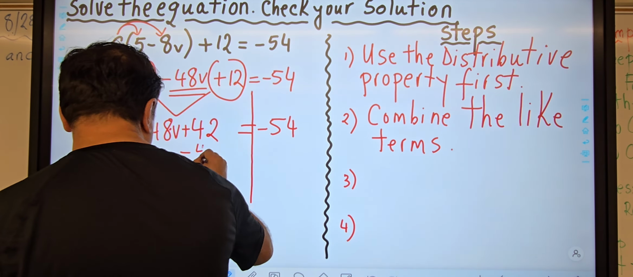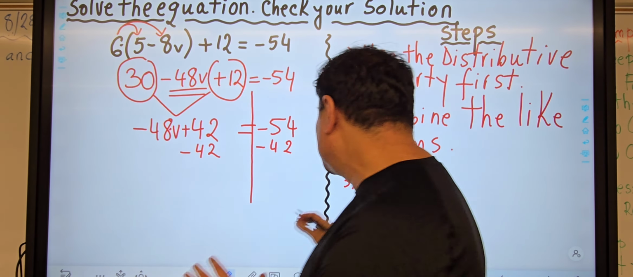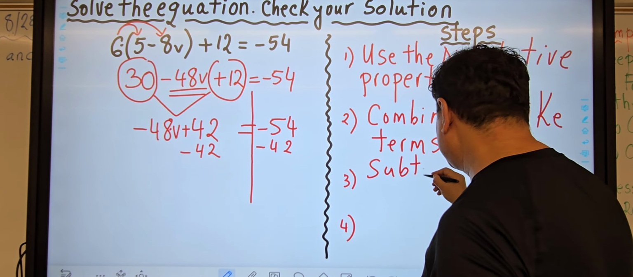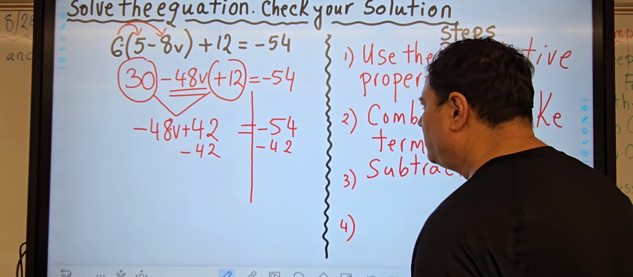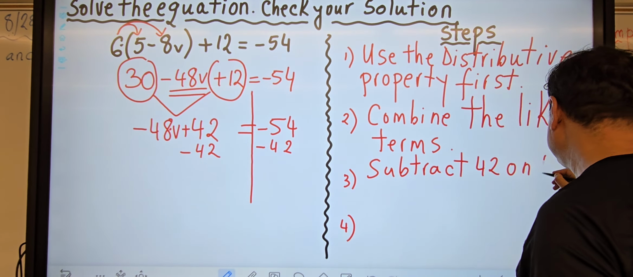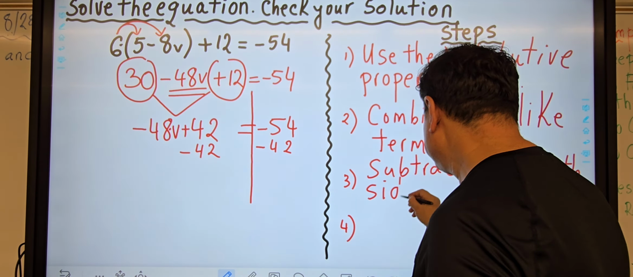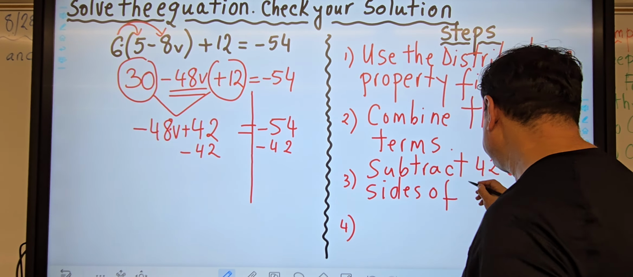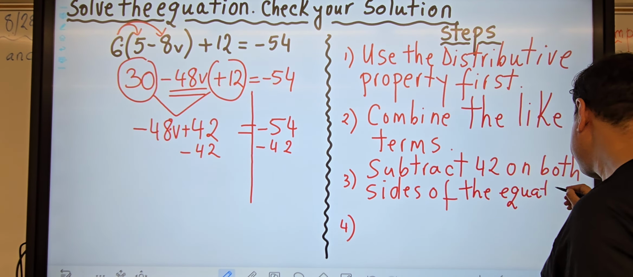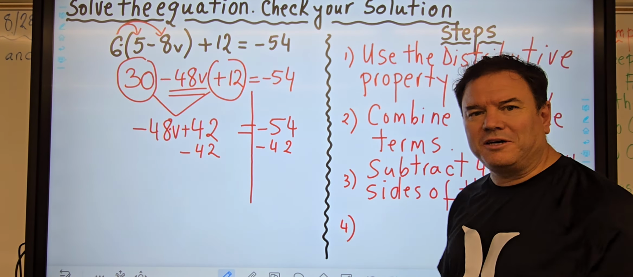Whatever we do to one side, we have to do to the other side of the equation. So step number 3 would be to subtract 42 on both sides of the equation. So let's subtract 42 on both sides of the equation.